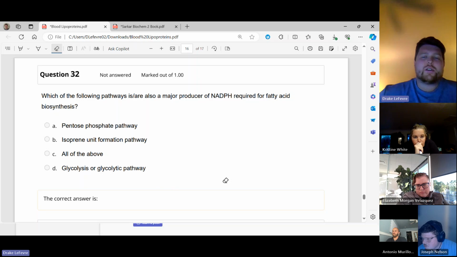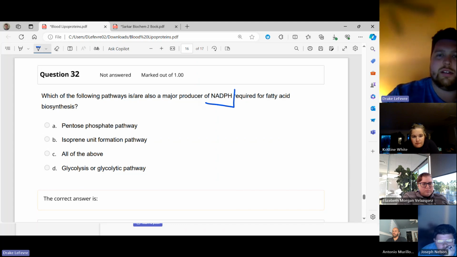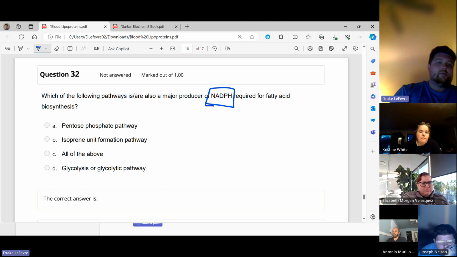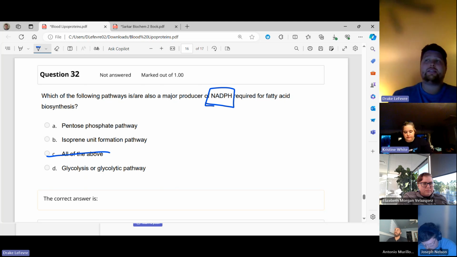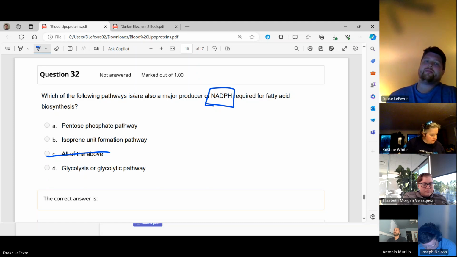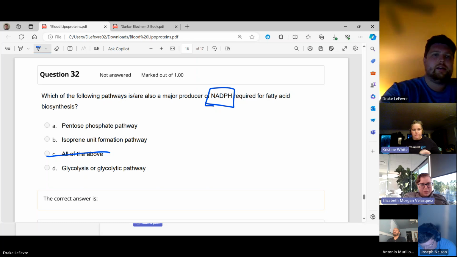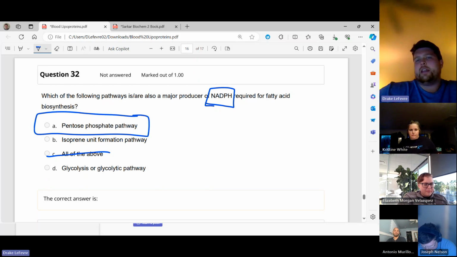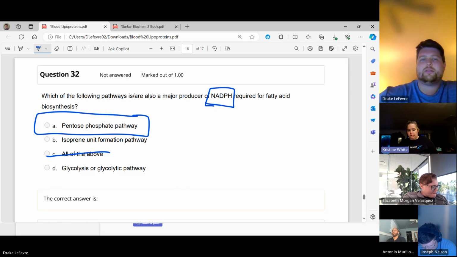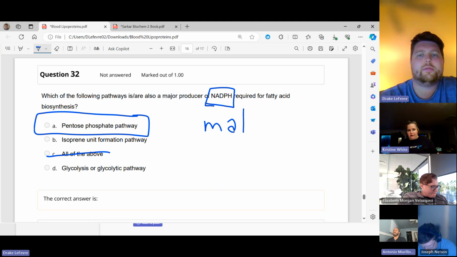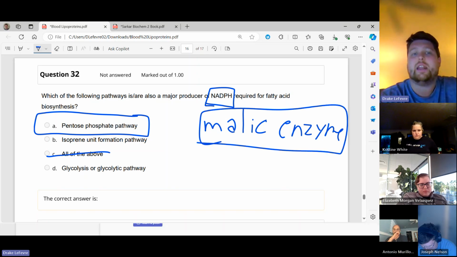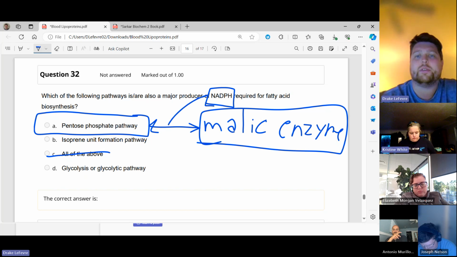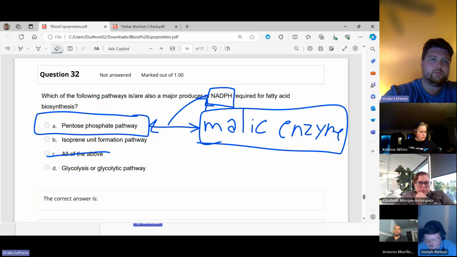Which of the following pathways is/are also a major producer of NADPH required for fatty acid biosynthesis? NADPH specifically. Again, the answer is not all of the above, but one of these answers is correct, and then I want you to give me the second way that we get NADPH as well, if you can remember. So it's the pentose phosphate pathway that's there. Yeah. What's the other way that we get NADPH? Starts with an M. Oh, the malic enzyme. Yeah, good. There's that process with the malic enzyme that gives us NADPH. So either of these are acceptable answers when we talk about NADPH. Good one.